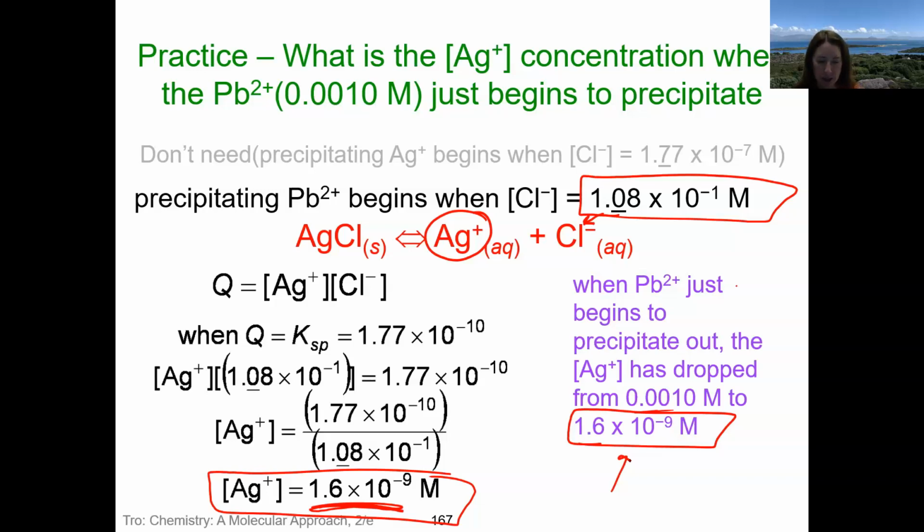So these problems aren't too bad. You just have to remember you've got to grab whatever that common ion is, solve for it, and use that common ion in the second equation. In this case, that common ion was chloride. So find your common ion, use it in the second equation. Any questions on these?